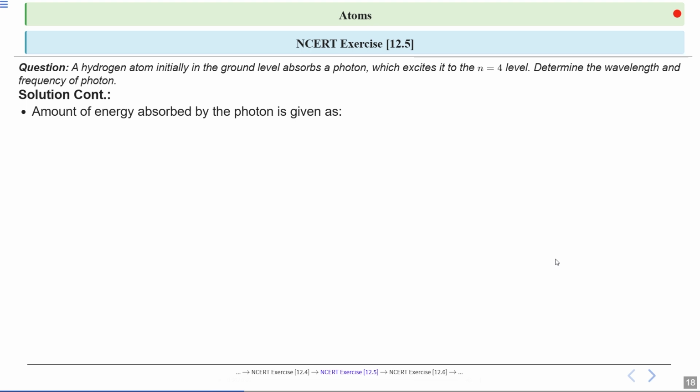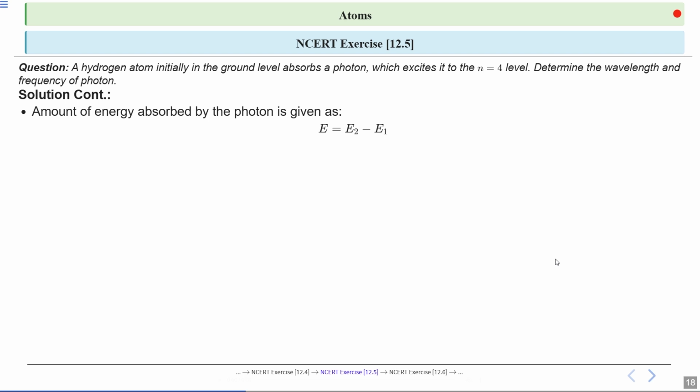First, let's figure out how much energy the atom absorbs. The energy absorbed by the photon is equal to the difference between the final and initial energy levels of the atom. We can write this mathematically as E equal to E2 minus E1. Here E is the energy of the photon. E2 is the energy of the higher level n equal to 4 and E1 is the energy of the ground state, that is n equal to 1.